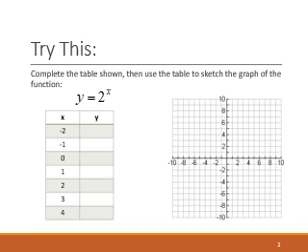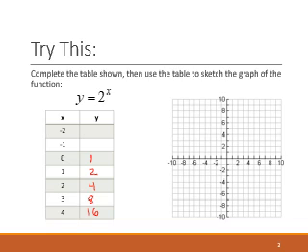So 2 to the 4th power is 2 times 2 times 2 times 2, which is 16. And 2 to the 3rd power is 2 times 2 times 2, which is 8. 2 squared is 4, and 2 to the 1st is 2. You may not remember this, but 2 to the 0, in fact, any number to the 0 power is equal to 1. That's one of the exponent properties we reviewed before spring break.